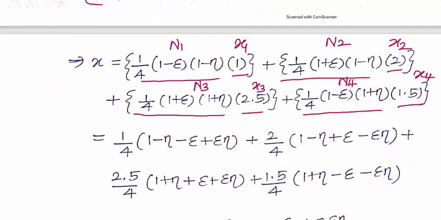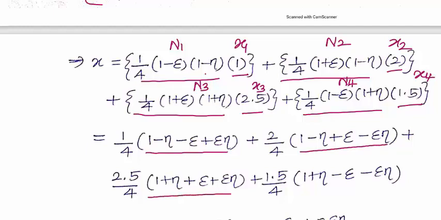That is, in the first term, 1 minus epsilon into 1 minus eta is 1 minus eta minus epsilon plus epsilon eta. In the second term, 1 plus epsilon into 1 minus eta is 1 minus eta plus epsilon minus epsilon eta. Similarly, this is for the third term and this is for the fourth term. We can simplify this step by grouping the coefficients of the eta, epsilon, epsilon eta and the constant term.